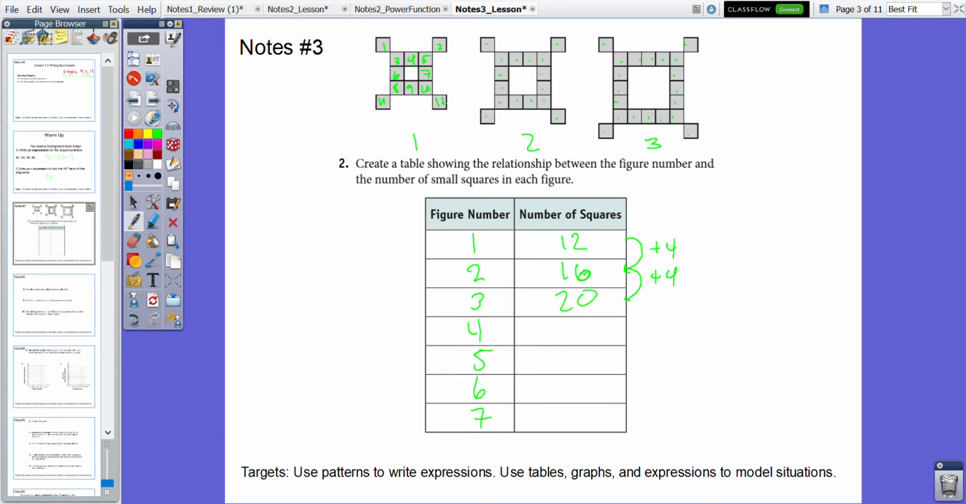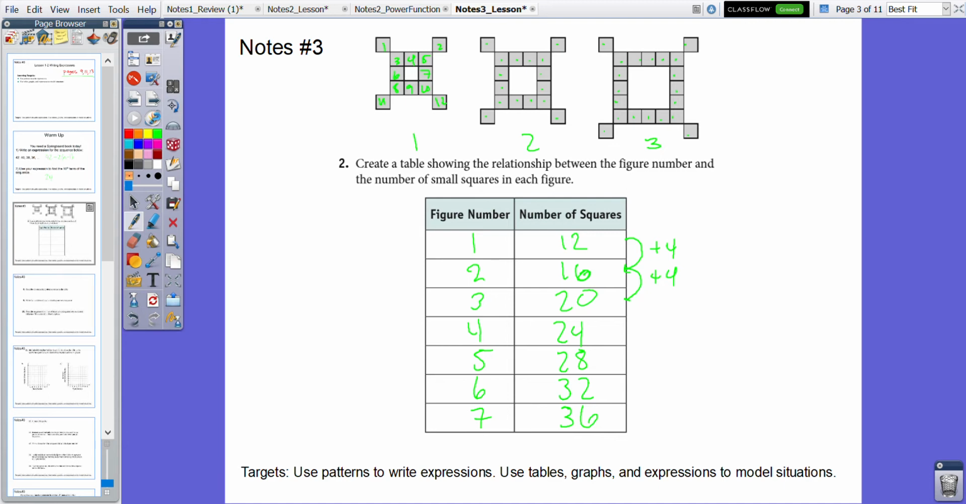So 20 plus 4, that's 24. Figure 5 will have 28. Figure 6 will have 32, because we keep adding 4, and then figure 7 will have 36. That's how we fill in that table.